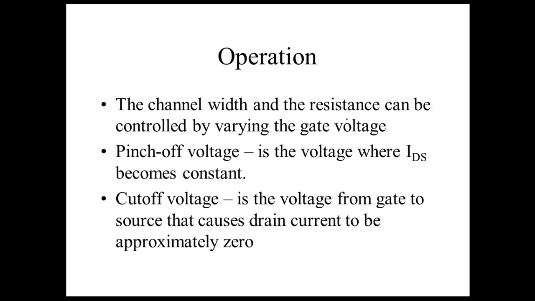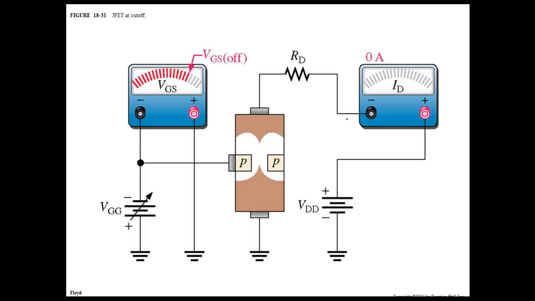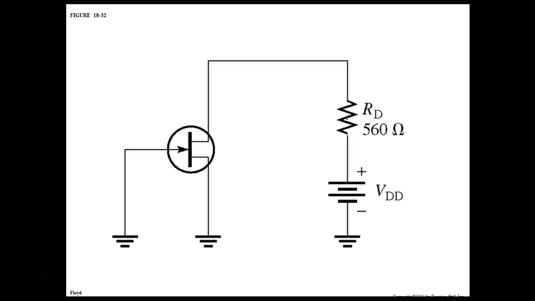The channel width and the resistance can be controlled by varying the gate voltage. Pinch-off voltage is the voltage where IDS becomes constant. Cutoff voltage is the voltage from gate to source that causes the drain current to reach approximately 0. Of course, it doesn't go to 0, but in our simulation, the meters that we had couldn't measure it. And so this would be the cutoff voltage that we demonstrated. We looked at this already, set this up.